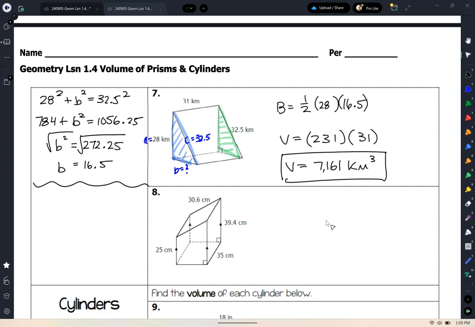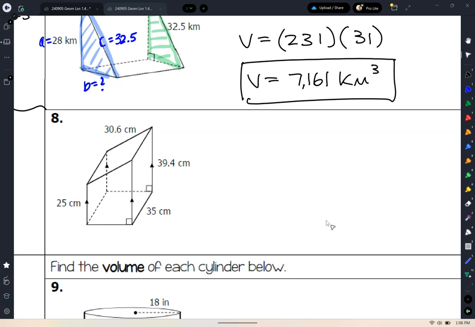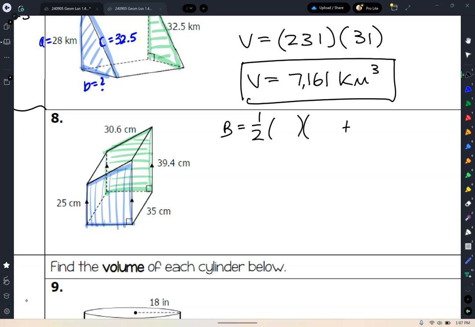Okay, good. All right. What do we got going on here for a shape in number 8? Trapezoidal prism. Let's highlight our bases. Okay, highlighting your bases should have looked like that right there. The height is 39.4. All right, so our trapezoid formula, right, is 1/2 times the height of the trapezoid, and then the two base numbers, right?